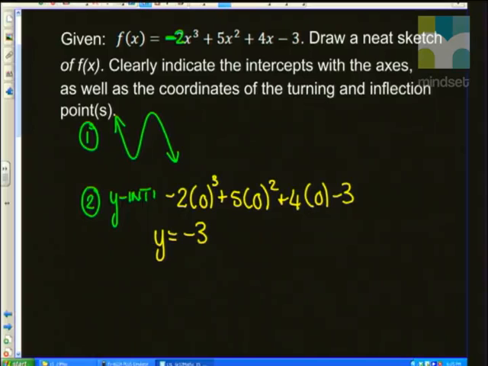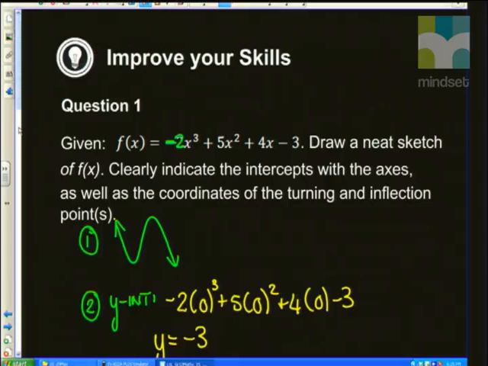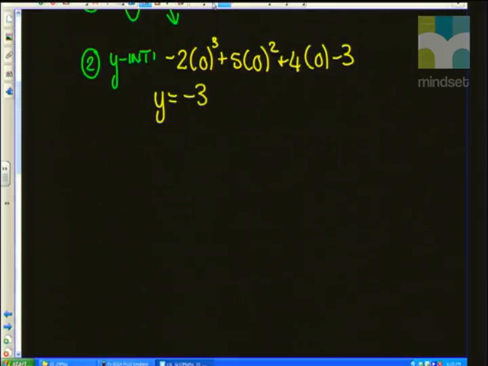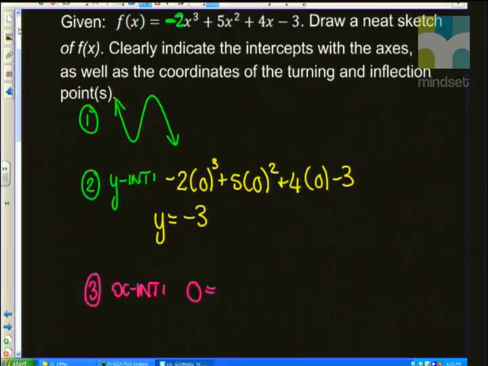Now we need to work out our x-intercepts. Okay, the x-intercept is generally the one that requires a little bit more working out. So let's work out our x-intercept. And this is where we say let y equal 0. So I've got 0 is equal to, let's just get back to our equation, negative 2x cubed plus 5x squared plus 4x minus 3.